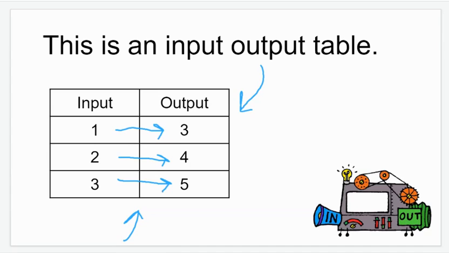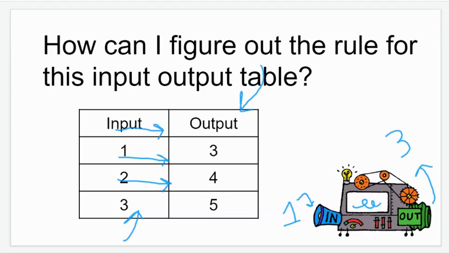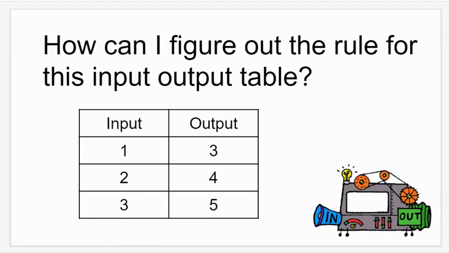If I have the number 1 go into my machine, something happens, some magic happens, and then the number 3 comes out. So, how can I figure out the rule for an input-output table? First, I look at the numbers. So I start with number 1. And I notice that this number is getting bigger. It turns into a 3. I know that if I'm making a number bigger, I'm going to be adding or multiplying. Those two operations make a number bigger.